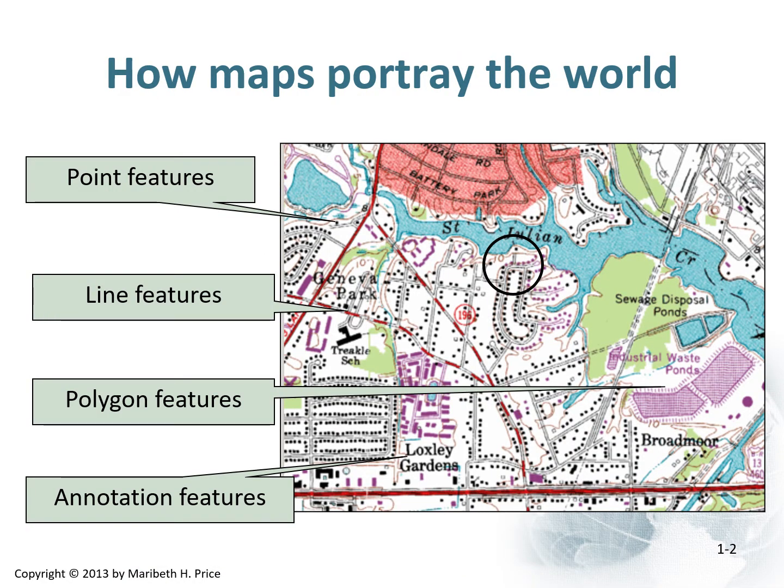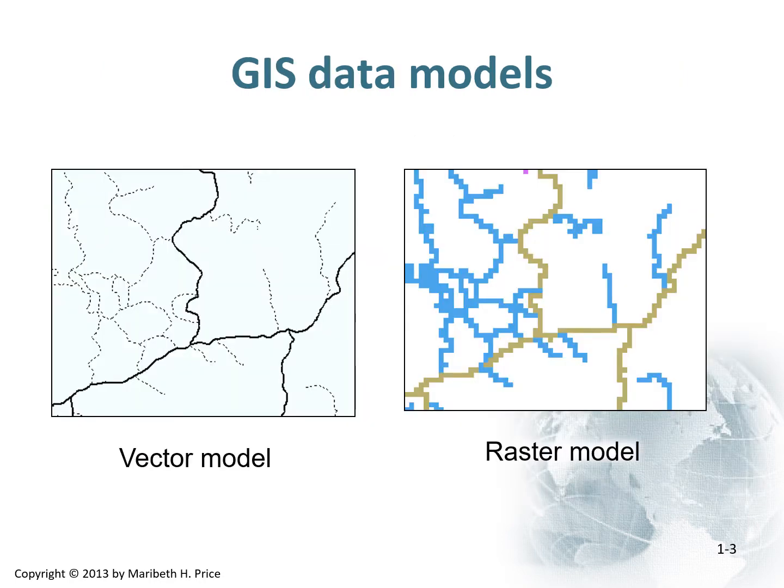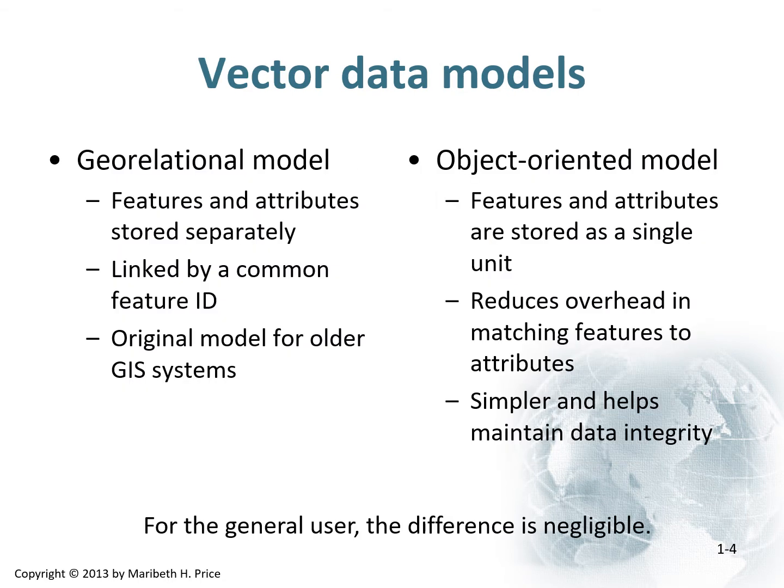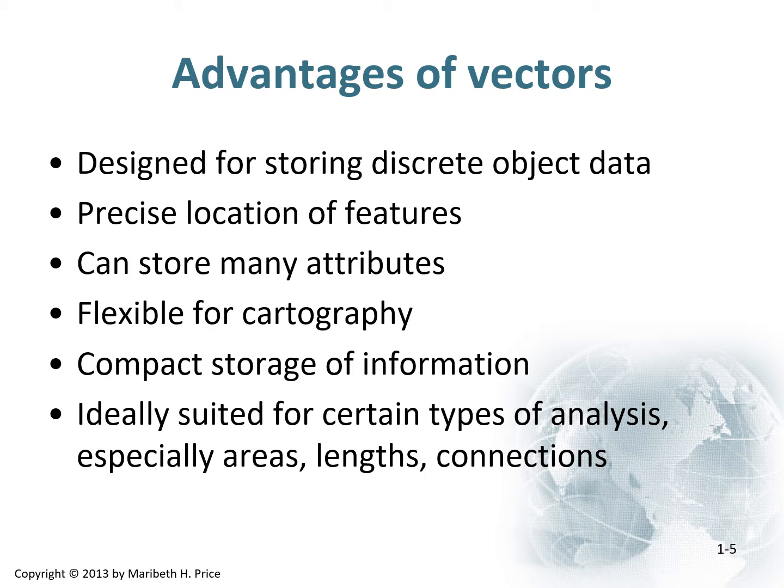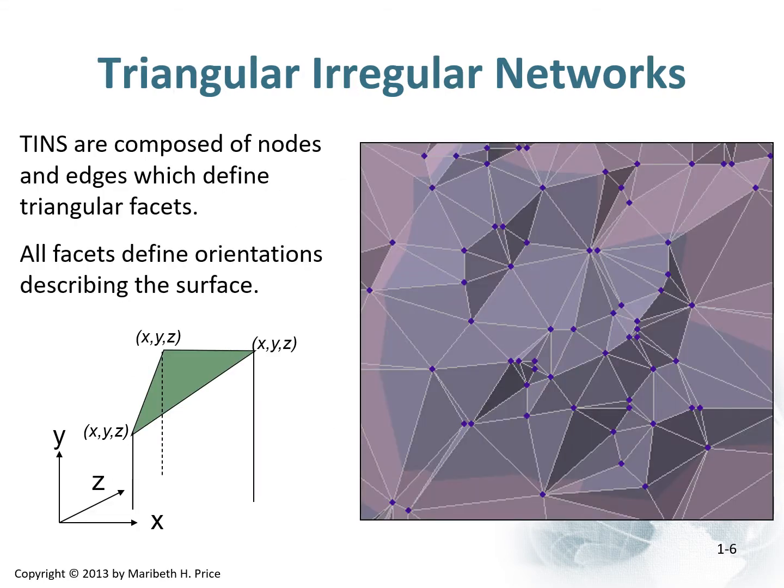Understand that with vector data you have points, lines, and polygons, and exactly what that means. Vectors: point, lines, polygons. Rasters: grid-based stuff. Know about georelational versus object-oriented, and why vector data is good. Understand what a TIN is.